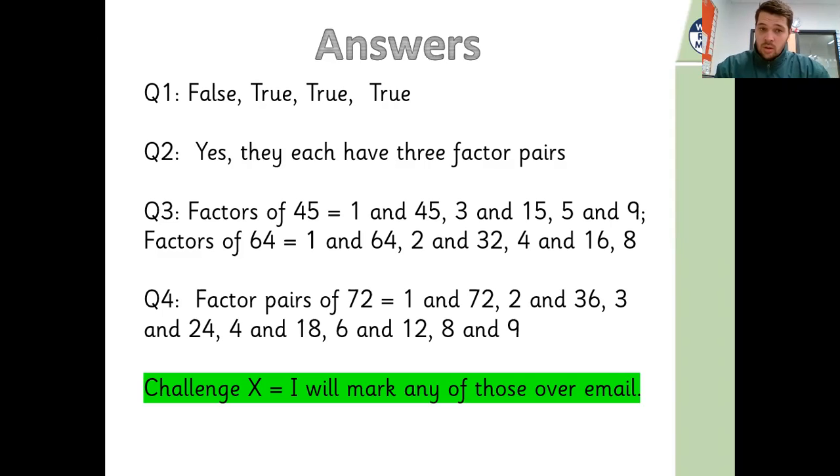Question 4. The factor pairs of 72 are 1 and 72, 2 and 36, 3 and 24, 4 and 18, 6 and 12, and 8 and 9. If you got all of those, that's outstanding. That's really, really impressive. If you got a few of those, very proud. Well done. That's awesome. As I said, challenge X I will mark over email.